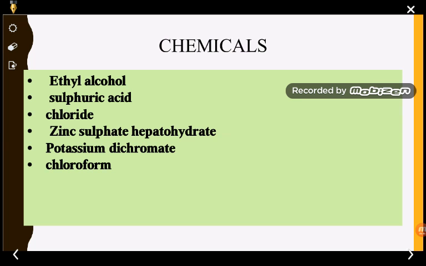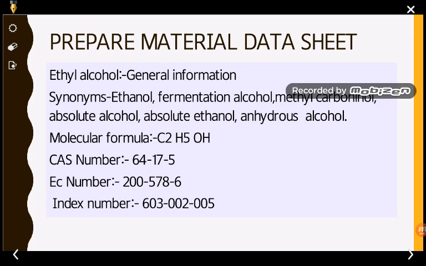So today we are going to study only two chemicals, that is ethyl alcohol and chloroform. When we prepare the material data sheets for ethyl alcohol, we have to write the first step, that is the general information. So what is the general information related to ethyl alcohol?